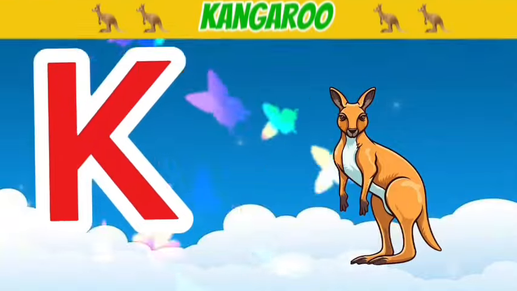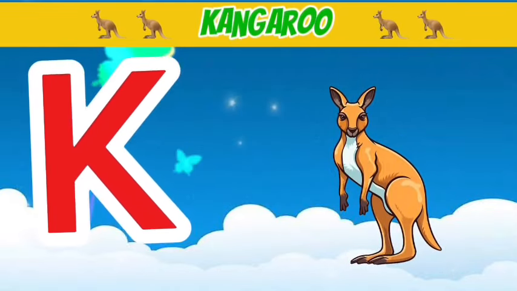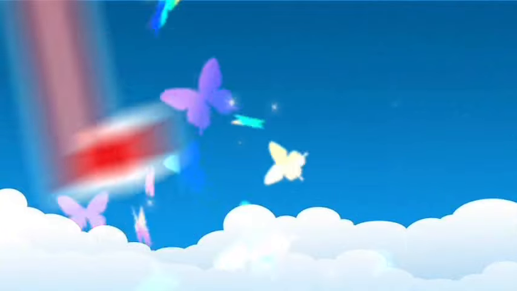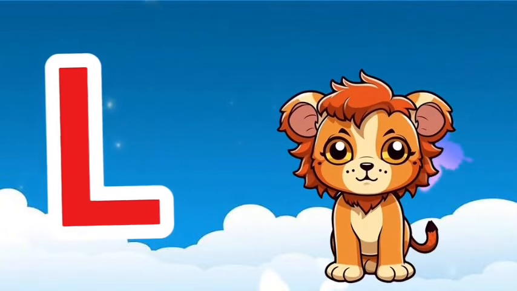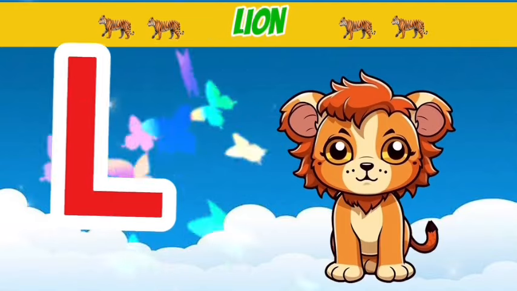K, k, kangaroo. L is for lion. L, l, lion. M is for mouse.